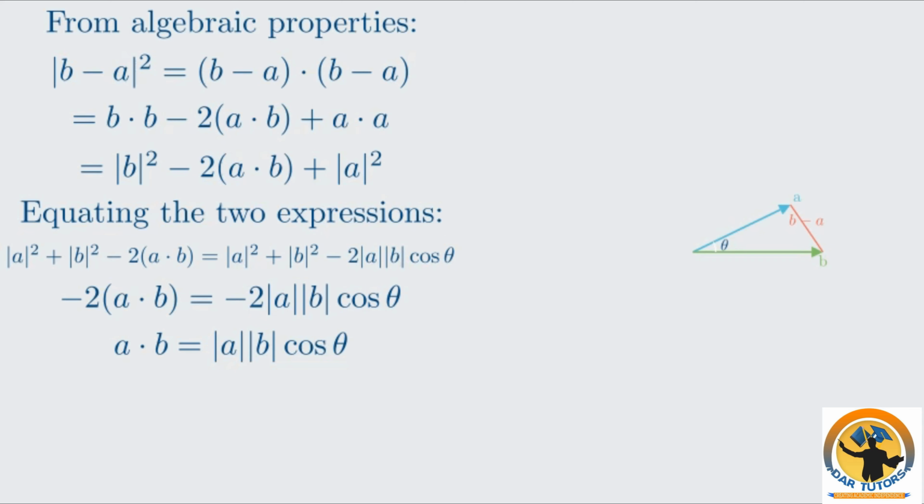Dividing by negative 2 gives us the geometric definition. A dot b equals magnitude a magnitude b cosine theta. This derivation is important because it shows the deep connection between the algebraic and geometric definitions. We have now established the geometric definition of the scalar product.